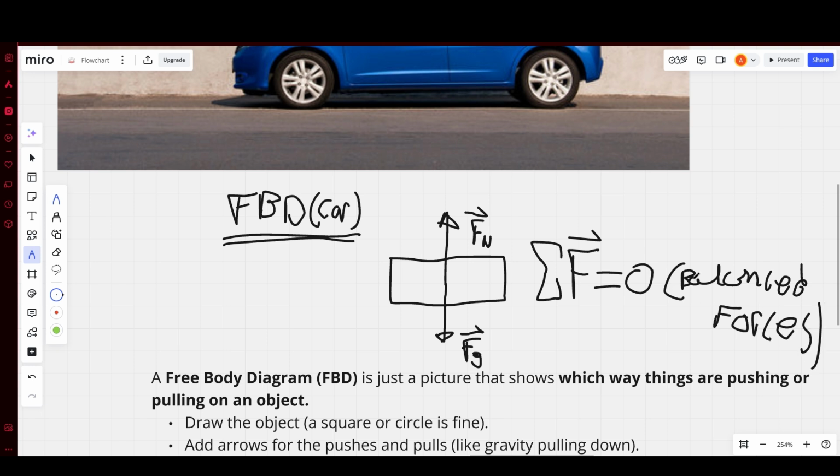Anyway, we're going to go more in depth in part 2 and 3 and so forth, but this was just a very basic introduction to Newton's first law of motion, free body diagrams, and forces.